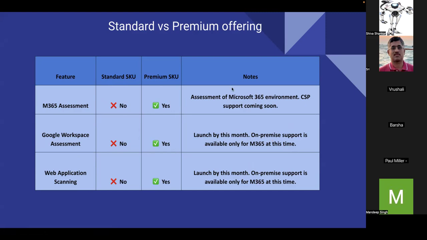So there are two modules: SaaS and on-prem. For SaaS, you will see all three features available, whereas in on-prem, you will see only the M365 assessment available. Going ahead in time, we will definitely be working on more.